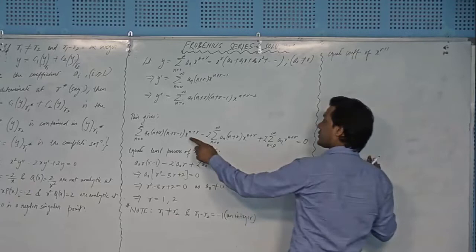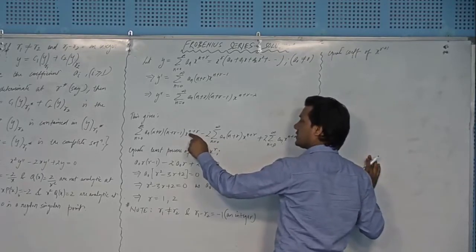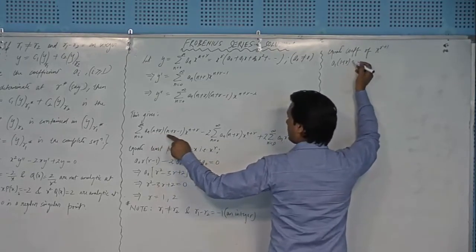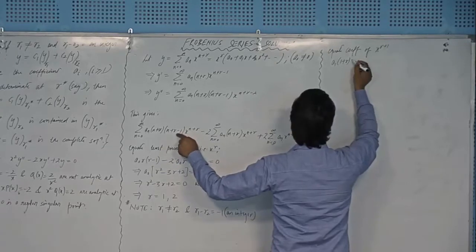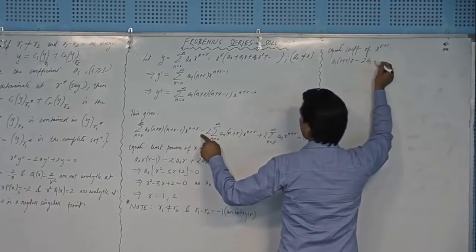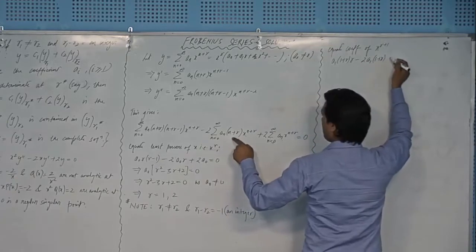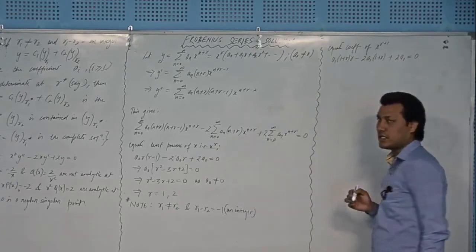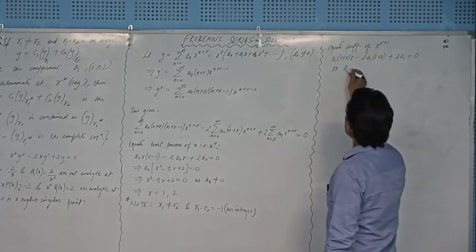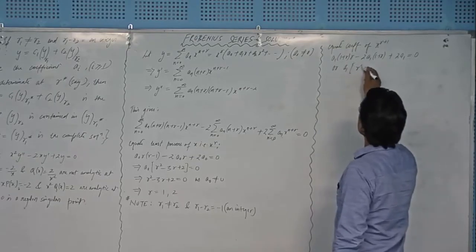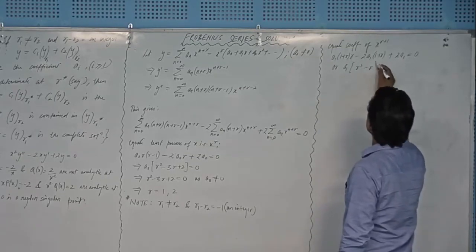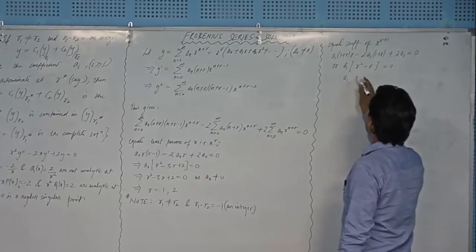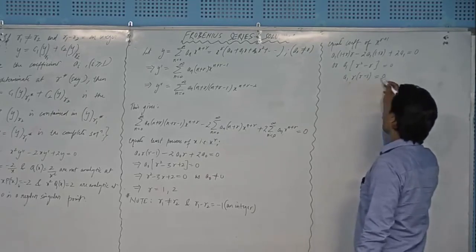And in order to get x to the power r plus 1, you have to put n equal to 1 here, right? So that will give you a1 times 1 plus r, and this will become r minus twice a1, 1 plus r, and this will become twice of a1 equal to 0, right? And again you can take a1 common, and this will become r square plus r minus 2r, that will be minus r minus 2 plus 2 equal to 0, okay? And that will be a1 r into r minus 1 equal to 0, right?